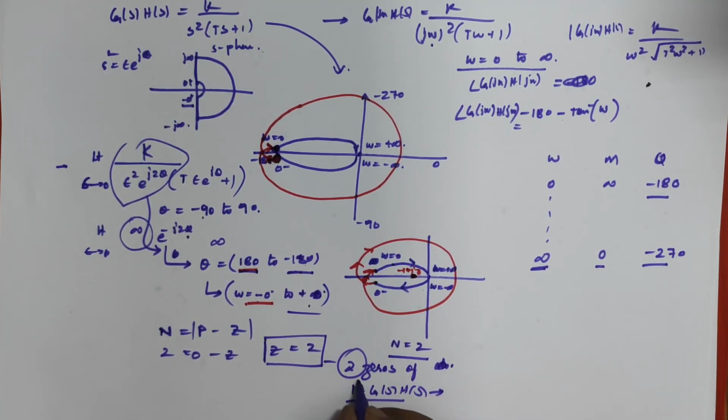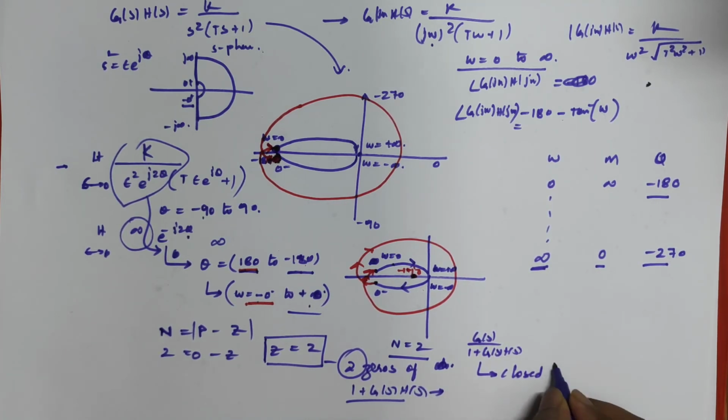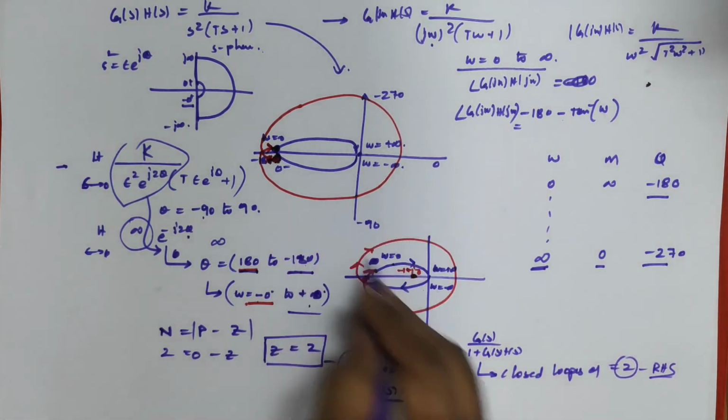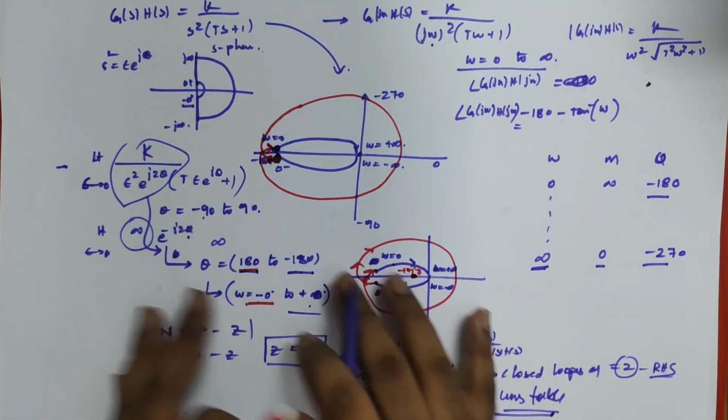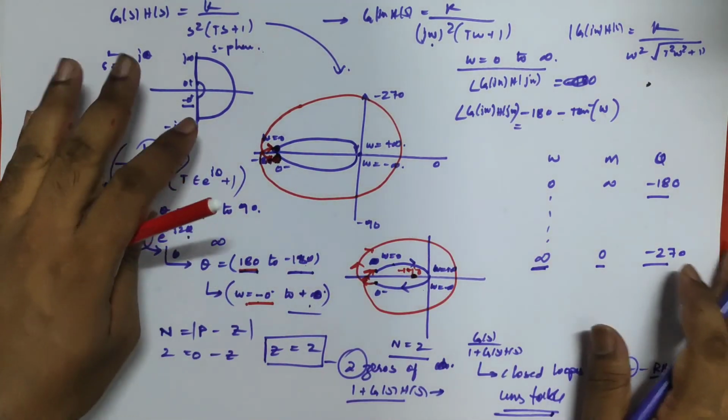If this function has 2 roots, it means 1 plus G(j omega)H(j omega), that is the closed loop, has poles in the right half s-plane. That means the system is unstable. Okay, this is the point you need to understand. So the plot is encircling 2 times.